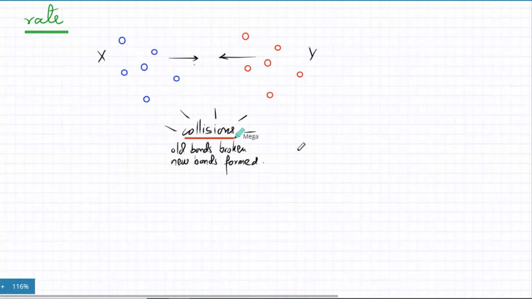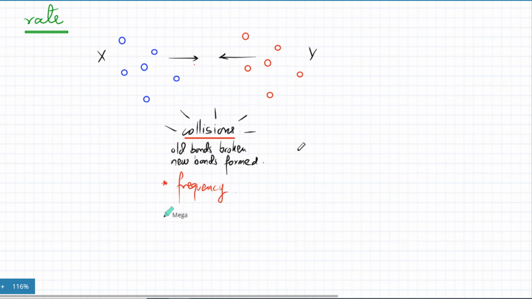And when particles collide, there are two things you have to think about. One is how violently they collide and how frequently they collide. So one of the things that you have to comment on is the frequency of the collisions.